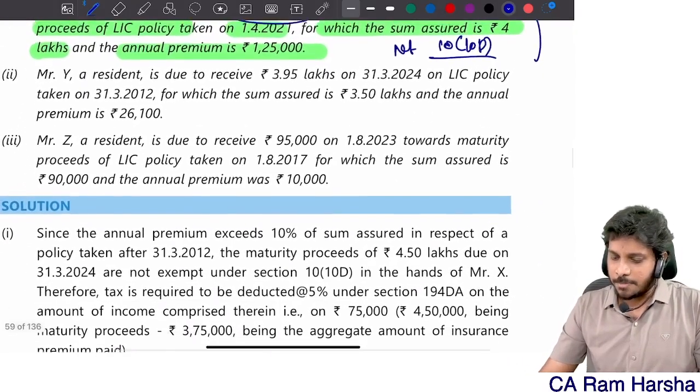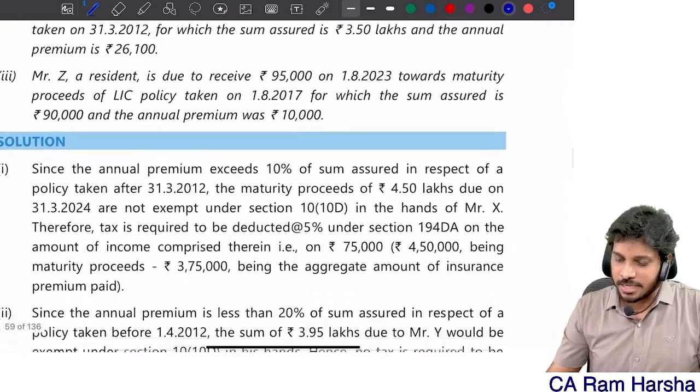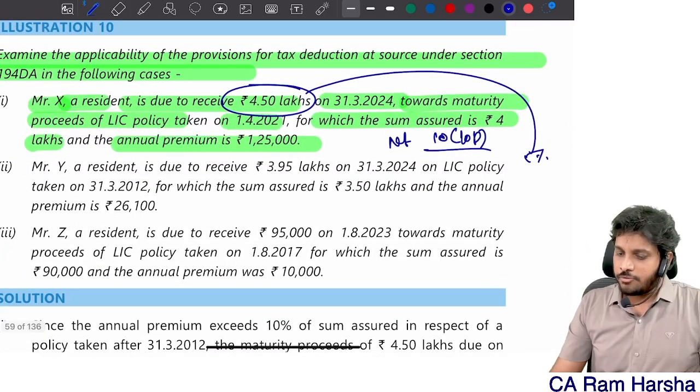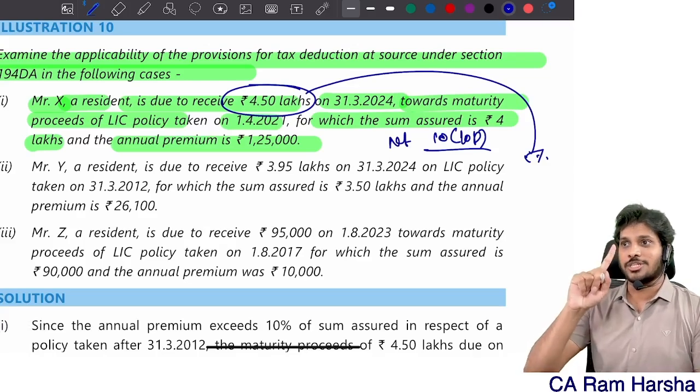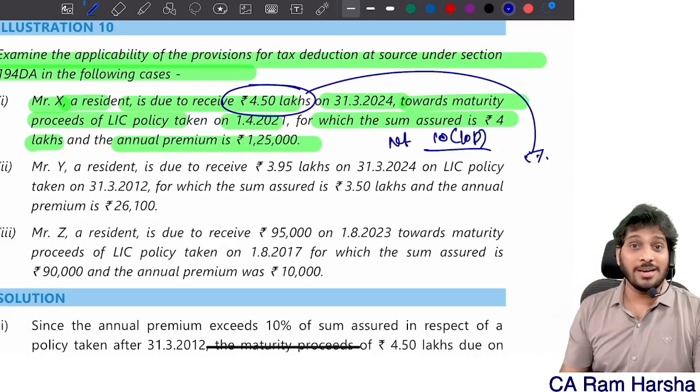What is the rate of TDS? 5%, straight away 5%, and you calculate the amount. By the way, TDS will be calculated on what? Income portion. TDS is calculated only on the income portion.